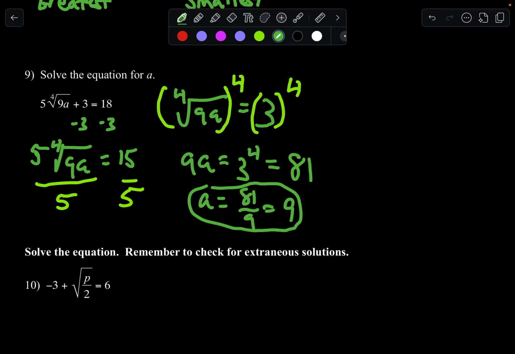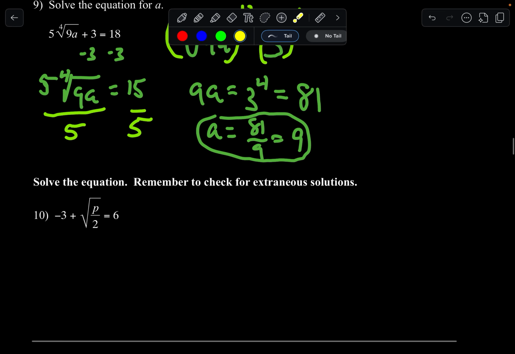All right? You could check it if you wanted, because this is solving an equation. So you could take the 9, plug it in for a here, and go 9 times 9 is 81. The fourth root of 81, if you do it on your calculator, is 3. And then 5 times 3 is 15, plus 3 does equal 18. That number works.